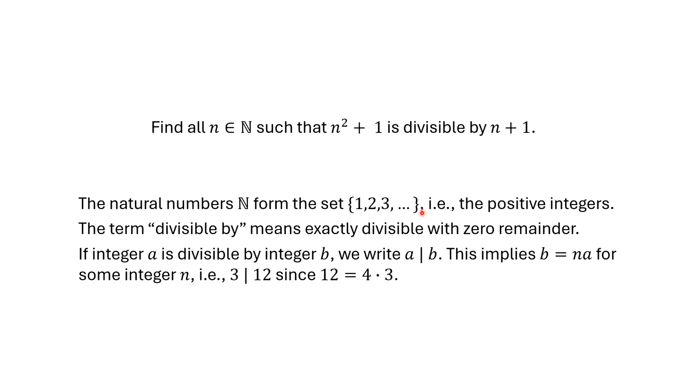And then divisible has a very special meaning in number theory. It means exactly divisible, so with no remainder. And we write it like this here: A divides B. That means A exactly divides B. And that means you can write B is a number times A. Actually, it could also be a negative number, but just giving you an example here. So 3 divides 12. 12 can be written as 4 times 3. Okay, so you might want to have a look at this, and then on the next slide I'll give you the solution, or at least my solution.